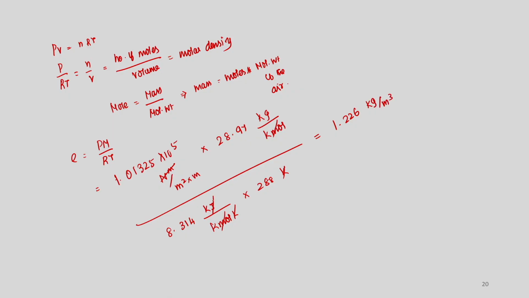Or if you do not want this, then here itself you can substitute 8.314 kilojoules per kilo mole Kelvin. If you want to convert mole into mass, it is kilojoules per kg Kelvin, because whatever we substituted here as 287 is in kilojoules per kg Kelvin. So, one can directly substitute this way, or you can substitute and do the manipulations and get rho as 1.226 kg per meter cube.